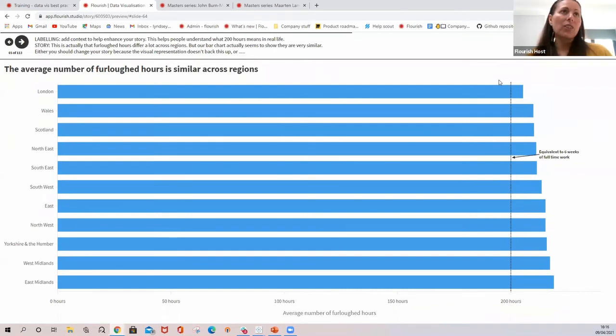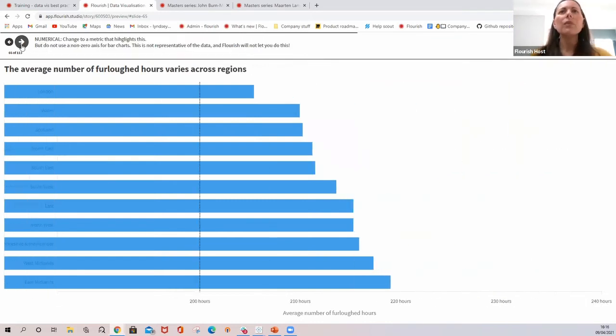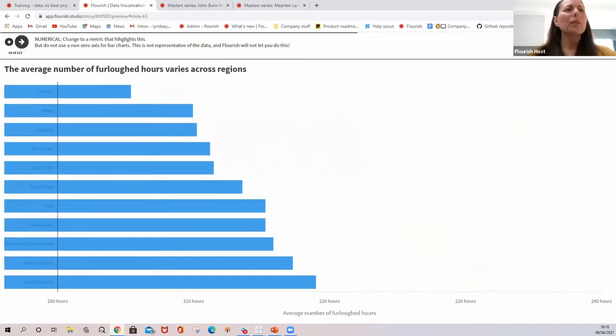So either you should think about changing your story because the data does not back it up, or if you really do believe that this is quite different across regions, you need to think about a different way of presenting the information. So in Flourish, we won't allow you to plot a bar chart from a non-zero axis because it is disingenuous, and it means that it's not correct anymore. Comparing the magnitudes is not right because it's not going from zero, and so it's something that you're blocked from doing in Flourish, which is a good thing. No one would advocate a non-zero axis for bar charts because it's not representative of the data.